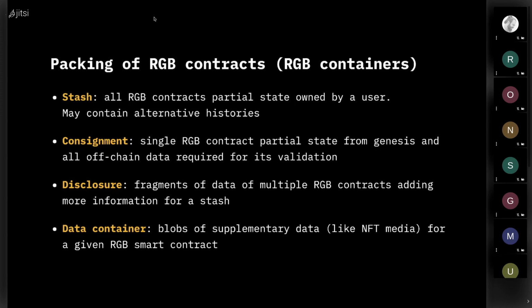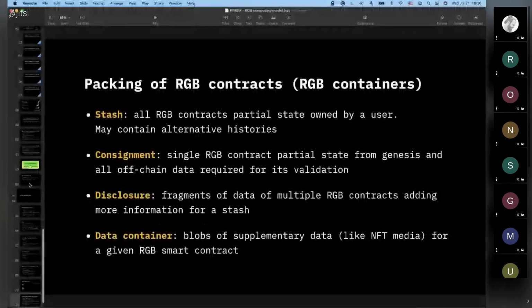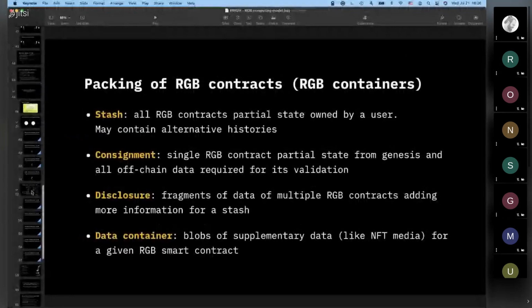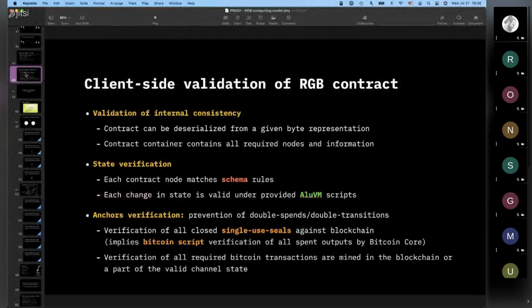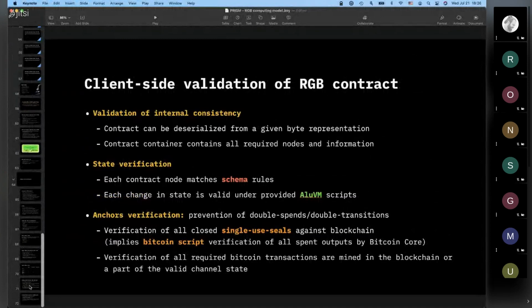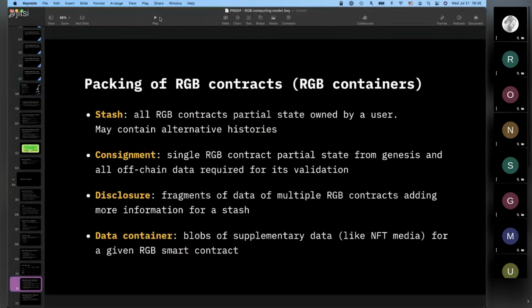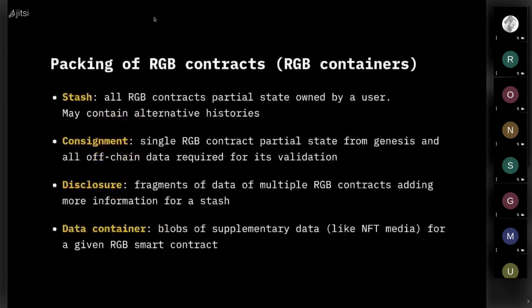And the consignment is the only data structure that is being validated by RGB. So when you receive a consignment, you go through the validation process that I was describing before, validating the contract history from the consignment. And if the consignment is valid, you merge it into the stash, because you never validate the stash, you validate only consignments.